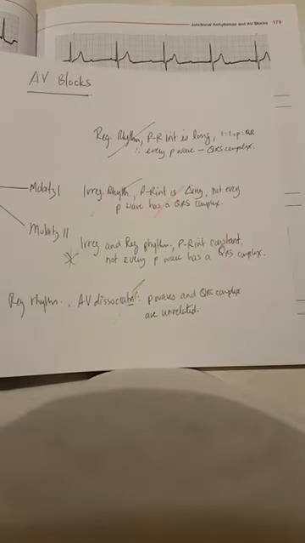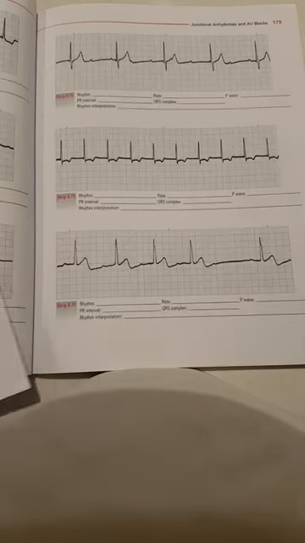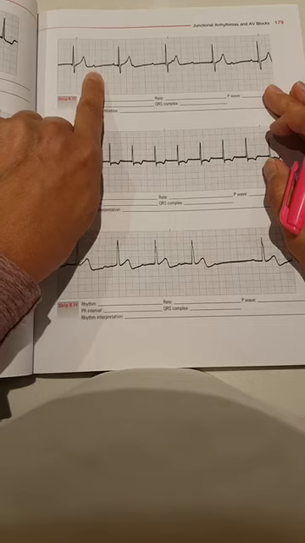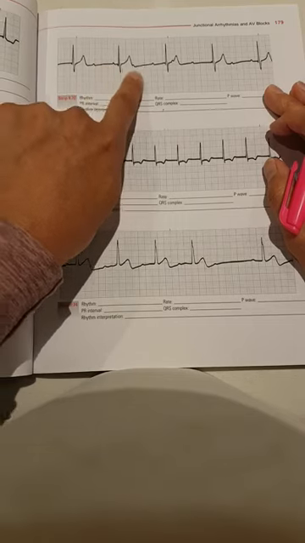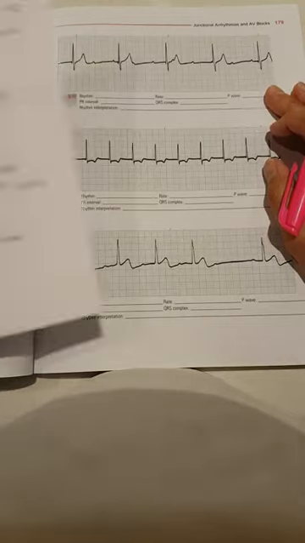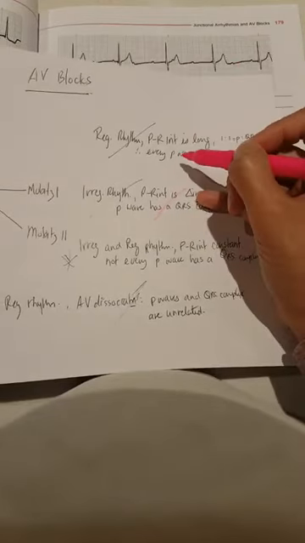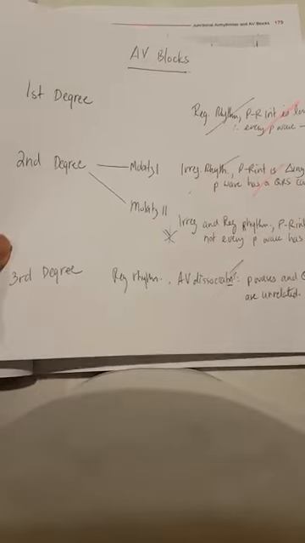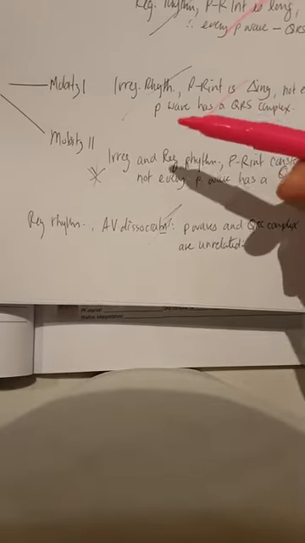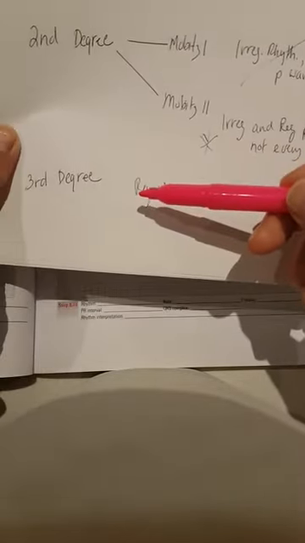Again, you're looking at the strip. You need to see, for first degree, every P wave has a QRS complex. But quickly looking at P waves, you can see that that's not the case. Go back to your little sheet of paper, and you can eliminate first degree. Again, we're deciding between the remaining two, which is a Mobitz 2 and a third degree. Again, you know the differential diagnosis.